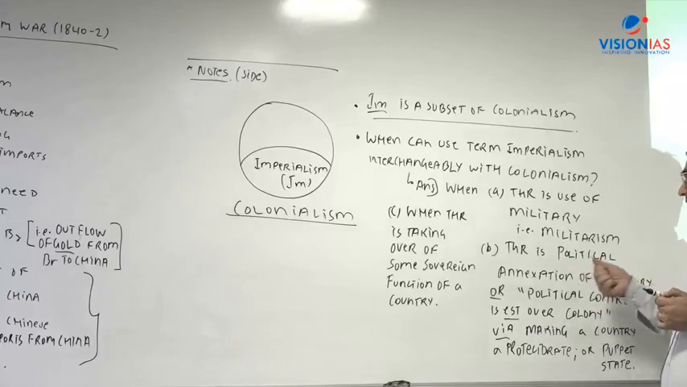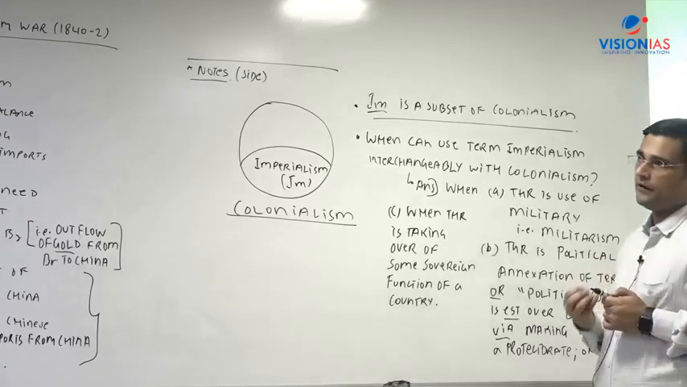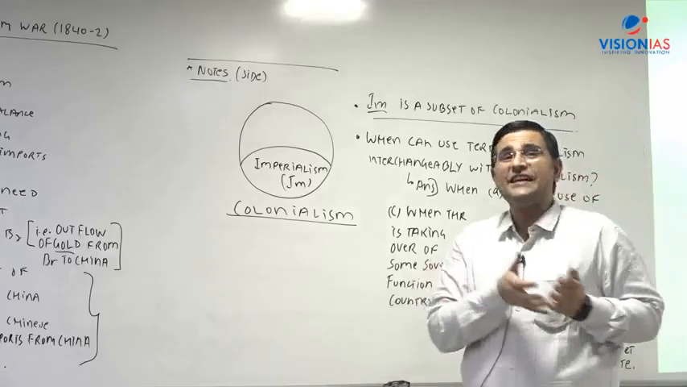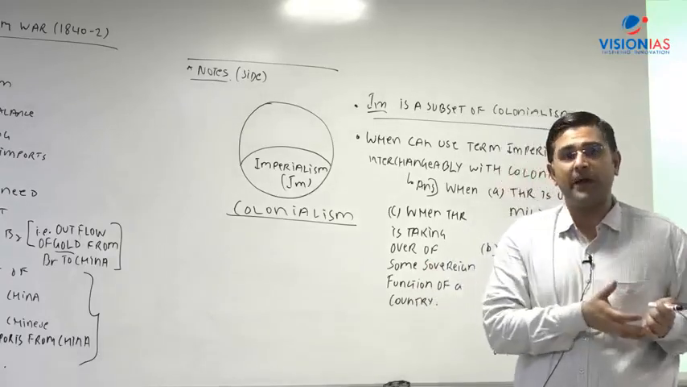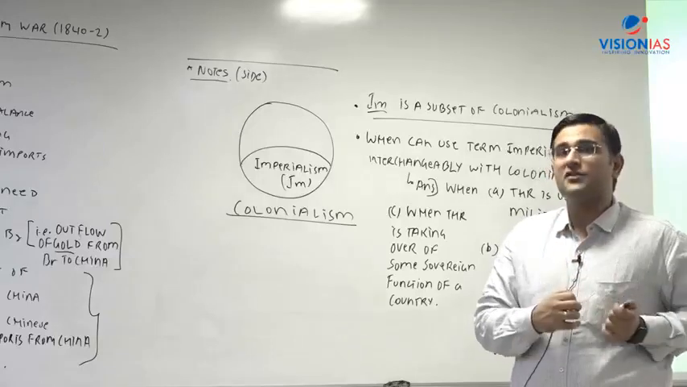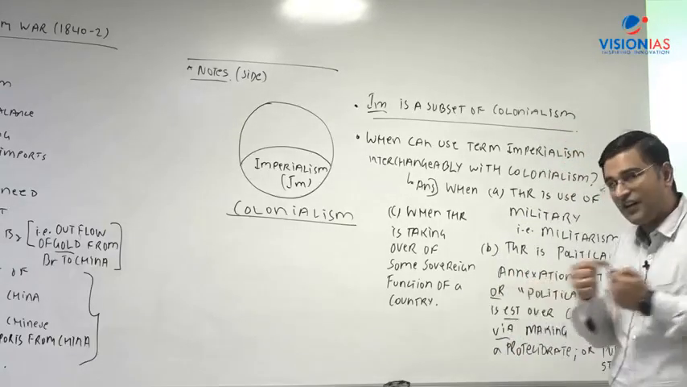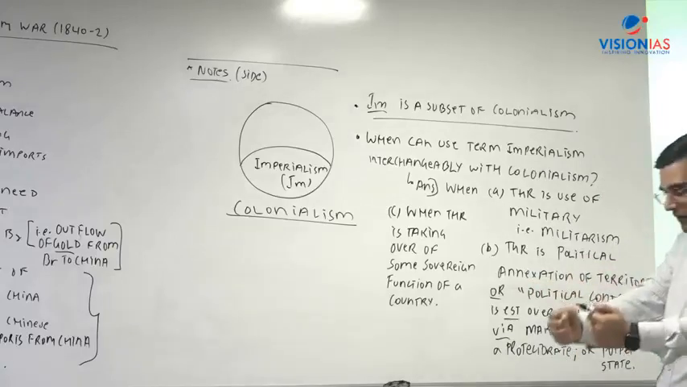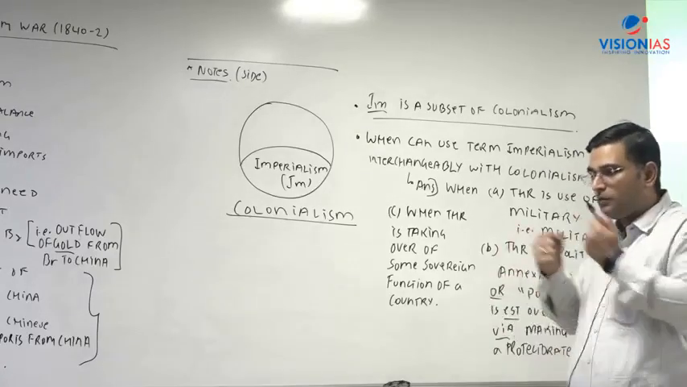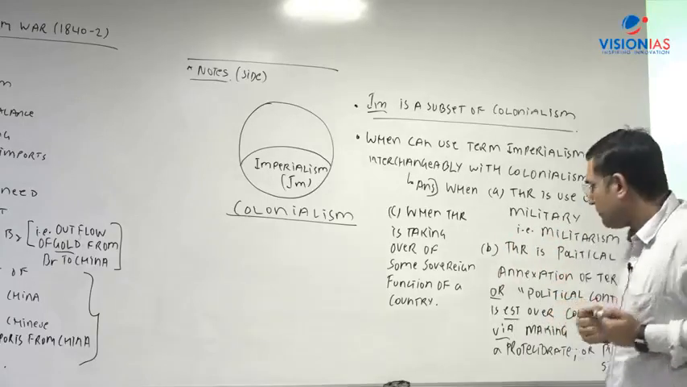Second aspect is when there is political annexation of the territory. For example, after 1858, the Britishers annexed India. India became part of the British Empire after 1858. So that is imperialism in operation, right? When there is annexation of territory, when you merge, when you say that this territory now belongs to the British Empire, then it is imperialism.